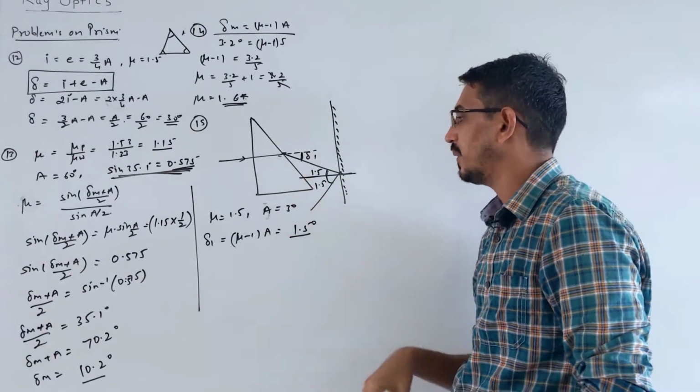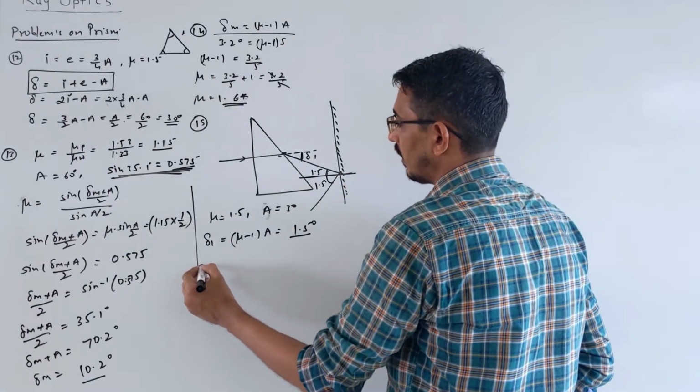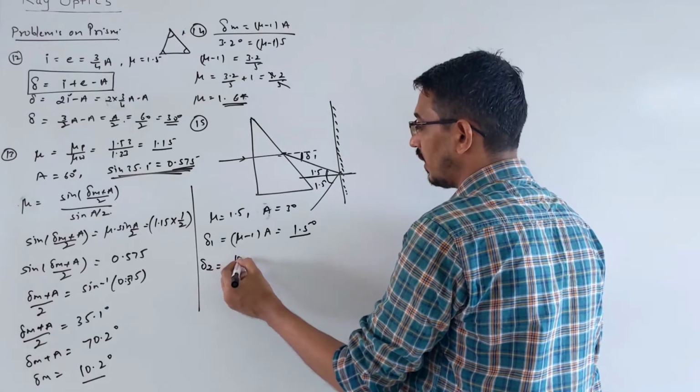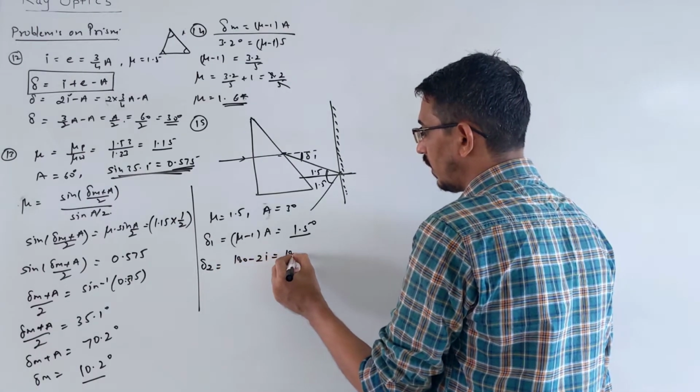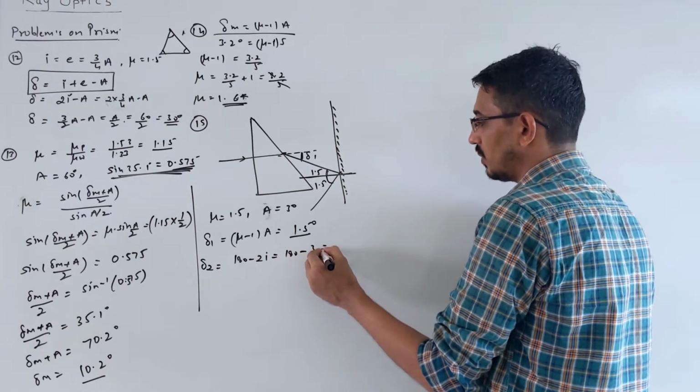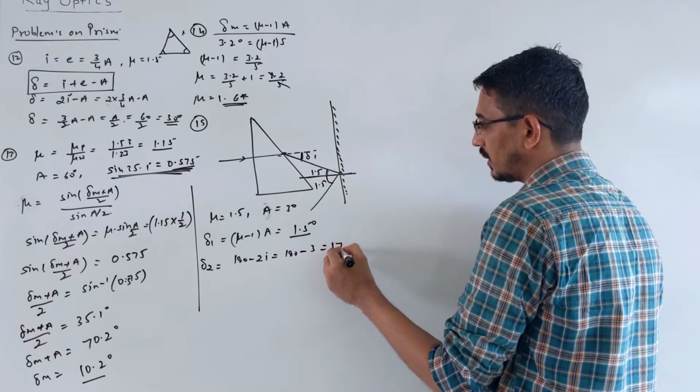This is a plane mirror, right? So what is the deviation due to plane mirror? Let's call it del 2. What is the deviation due to plane mirror? What is the answer? 180 minus 2i, right? With i being 1.5, 2i means 3 degree, right? So this becomes what?